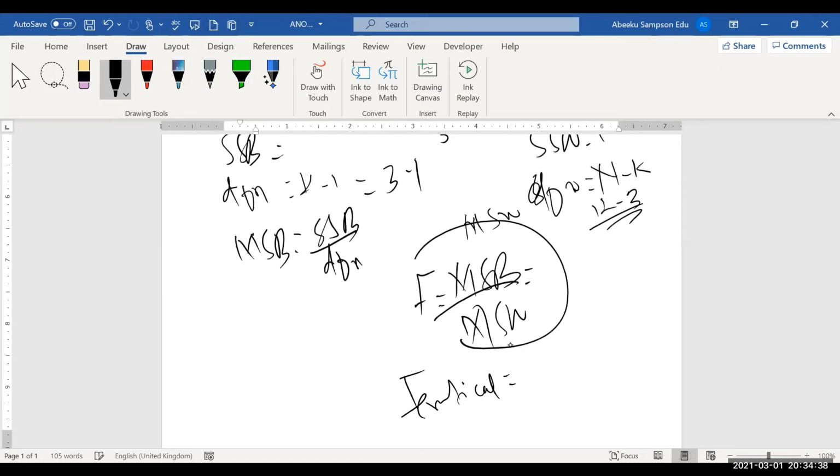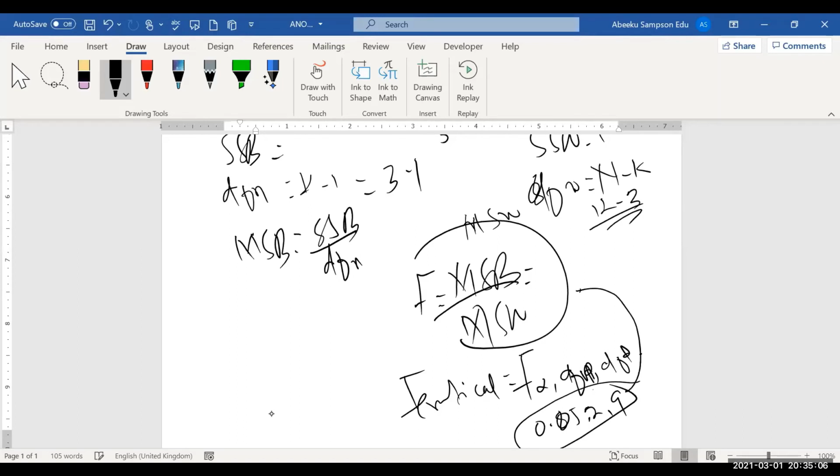And we are saying that for F critical, in this case, we are using the F distribution table, which says F alpha, degrees of freedom for numerator, or between groups, and degrees of freedom for denominator. So you have 0.05 here, you have 2, and you have 9. Use that one to find it.